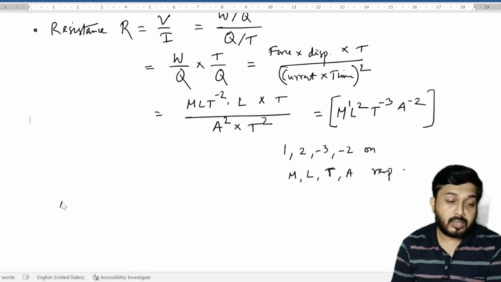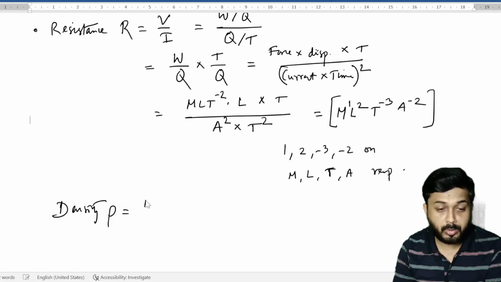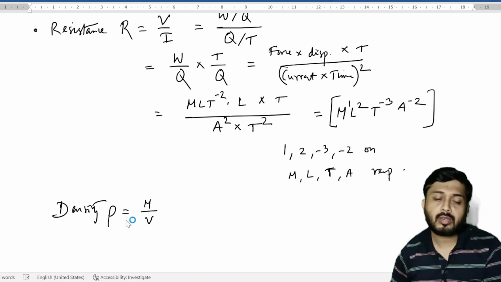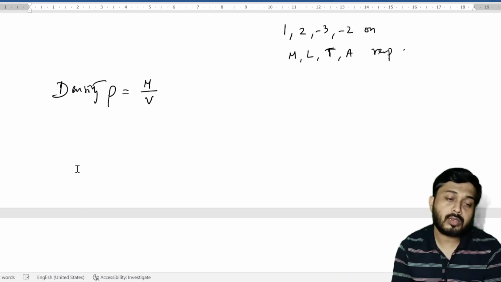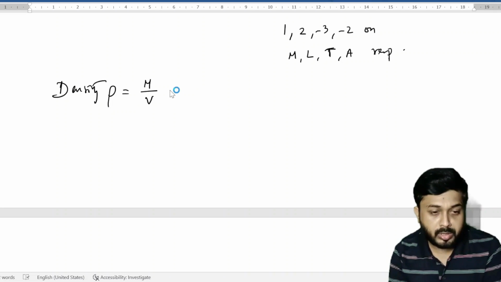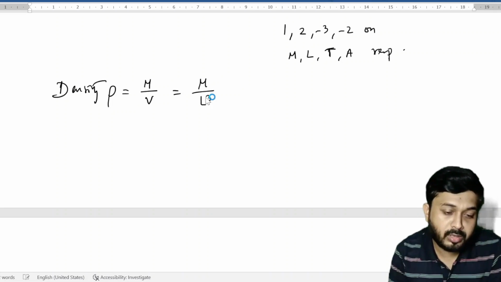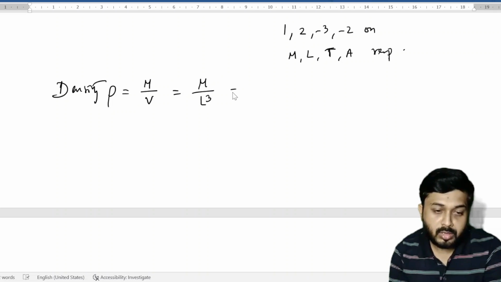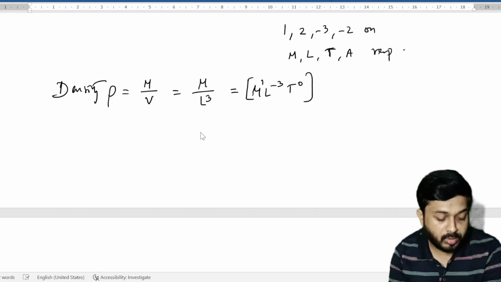And after that is density. What is density? Density rho equal to mass by volume. You all know this. This is very simple from very lower classes. Okay, you have been getting this topic. Density rho equal to mass per unit volume. Mass means M only, volume is actually L cube, right? Length into breadth into height, basically where the volume is. So it's M L to the power minus 3 and T to the power 0. That is what the dimensional formula of density is.